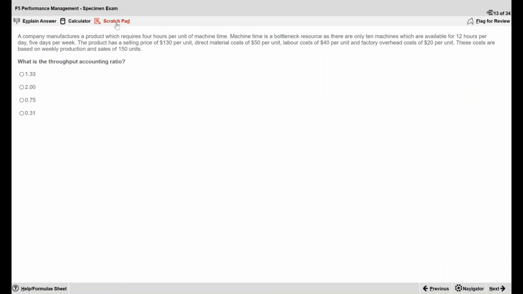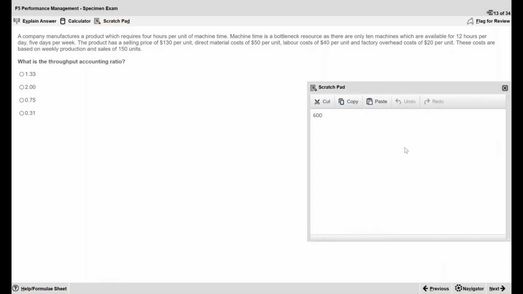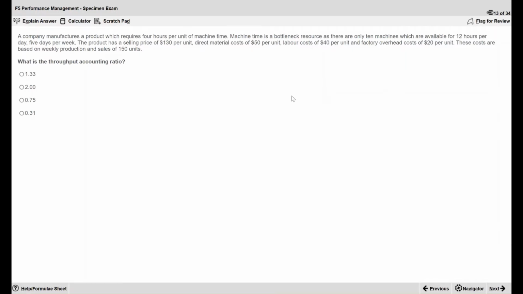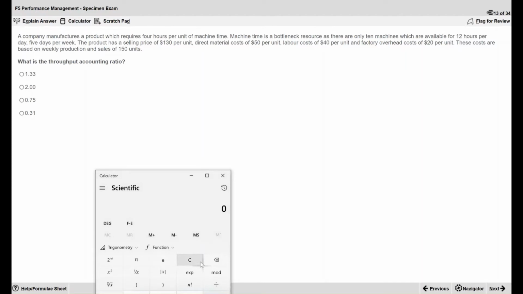Remember, if you're giving a remote exam you can use the scratchpad, otherwise you can do this on a piece of paper. It would be faster. The product has a selling price of $130 per unit and direct material cost of $50. So $130 minus $50 is your throughput contribution, which is $80.